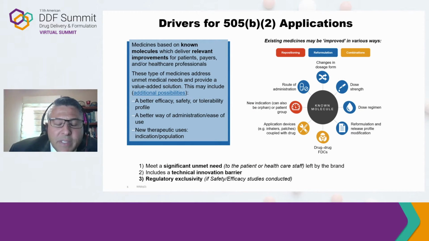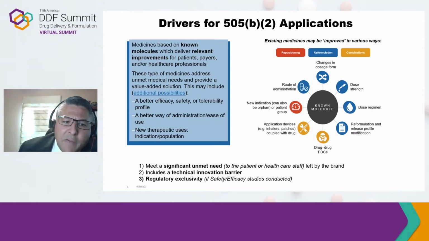So let's dig a little bit deeper into the drivers for 505(b)(2) applications. You could have a change in dosage form from a solid oral to an injectable, change in dosage strength, let's say from a 50 mg per mL to 100 mg per mL solution. The dosing regime could be changed from once a day to twice a day, or twice a day to once a day. Reformulation and changing the release profile. Maybe something originally had a burst and now it has a lower burst and a different type of profile, and so on and so forth.